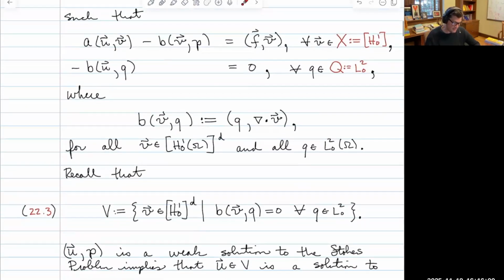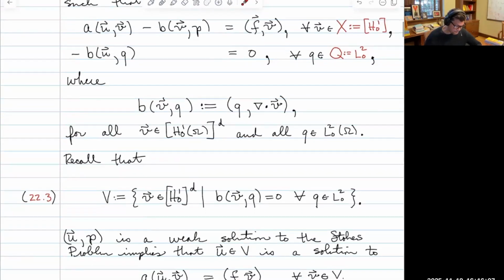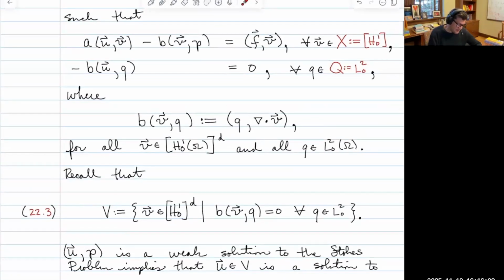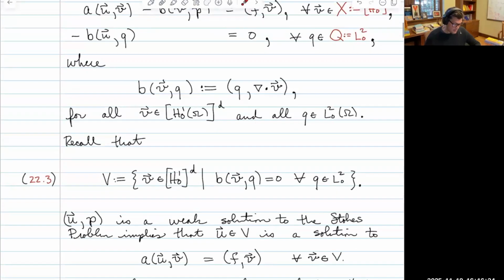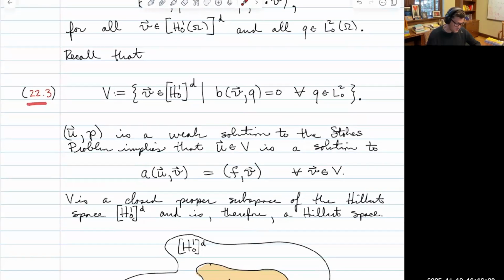We mentioned this last time, but that was just a little bit more in-depth derivation. This bilinear form A that we introduced above and this bilinear form B that we've just defined are very important for analyzing the Stokes problem. Their structure is important to understand. Let's go on to another space that we defined last time in equation 22.3. This space we call V.